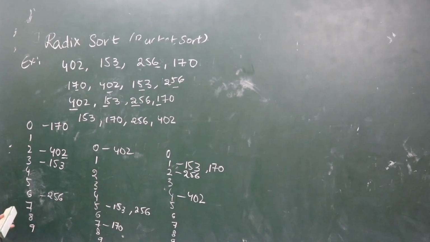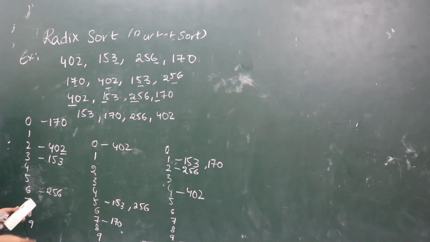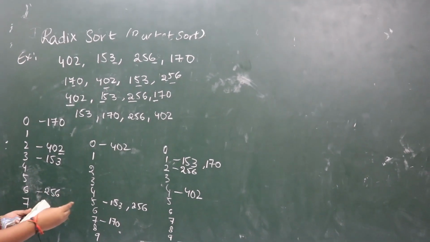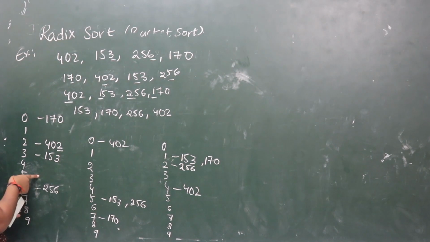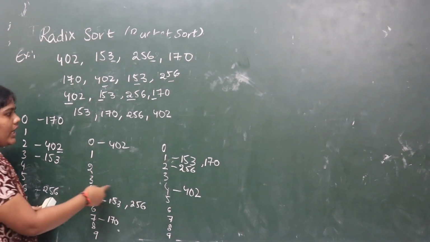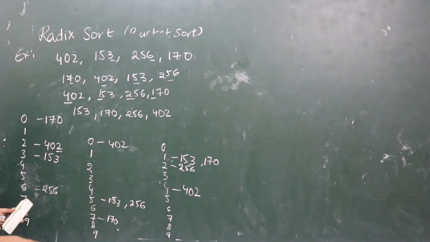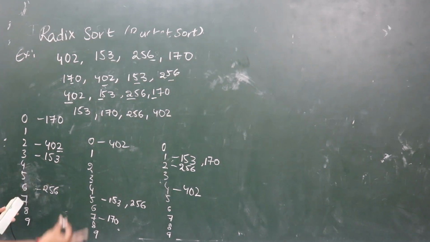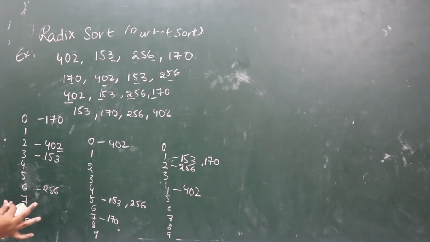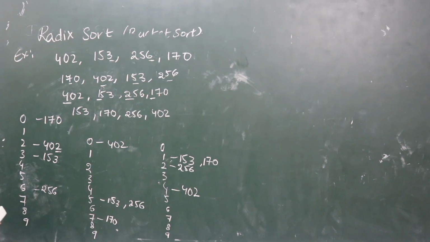So here what we have done is, first we sort by the ones position, next the tens position, and next the hundreds position. Every time our input will be given by the previous list, not the first list. We will go for the previous list.